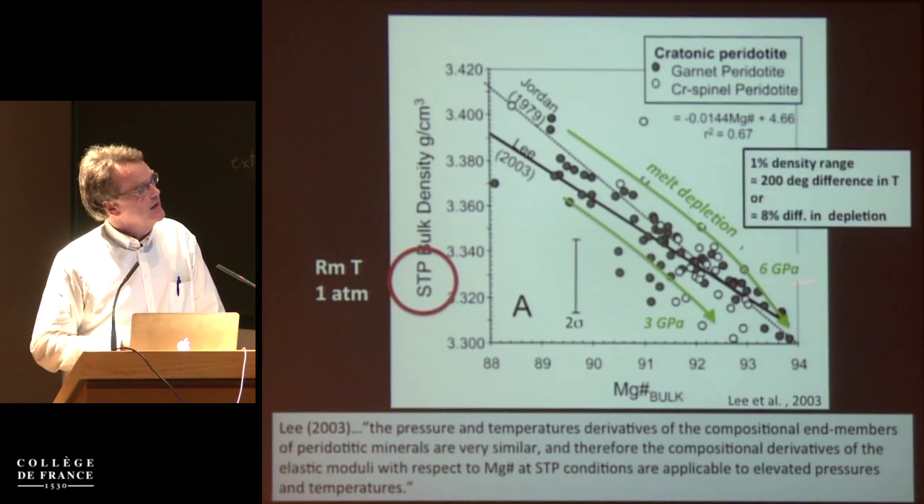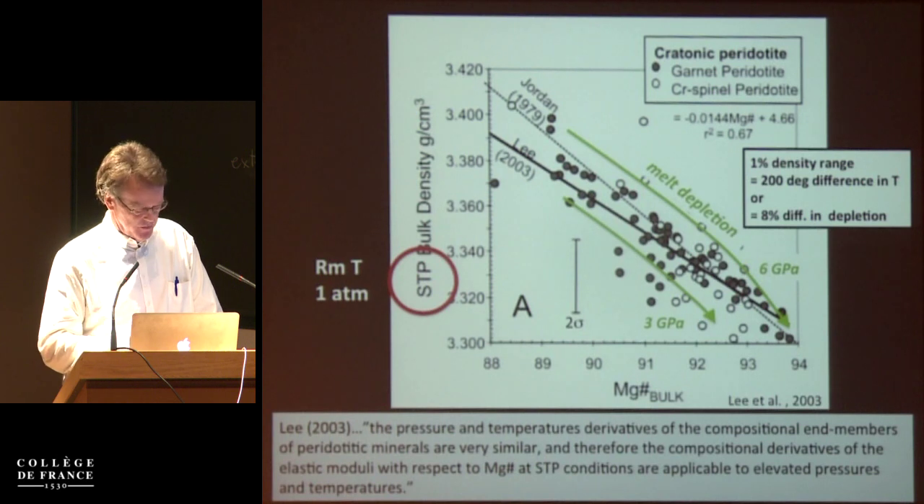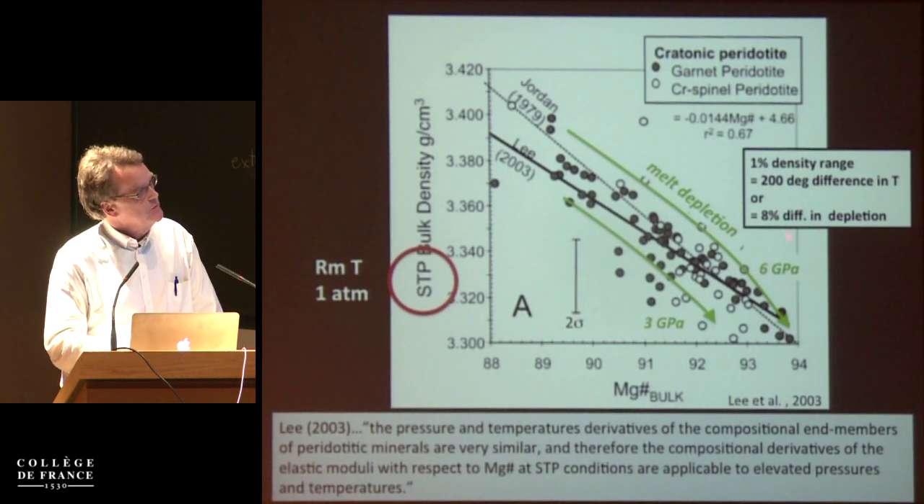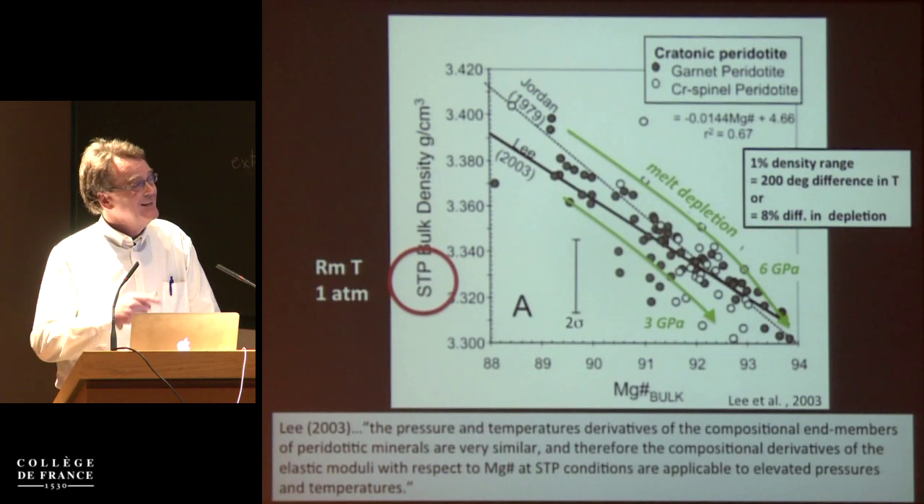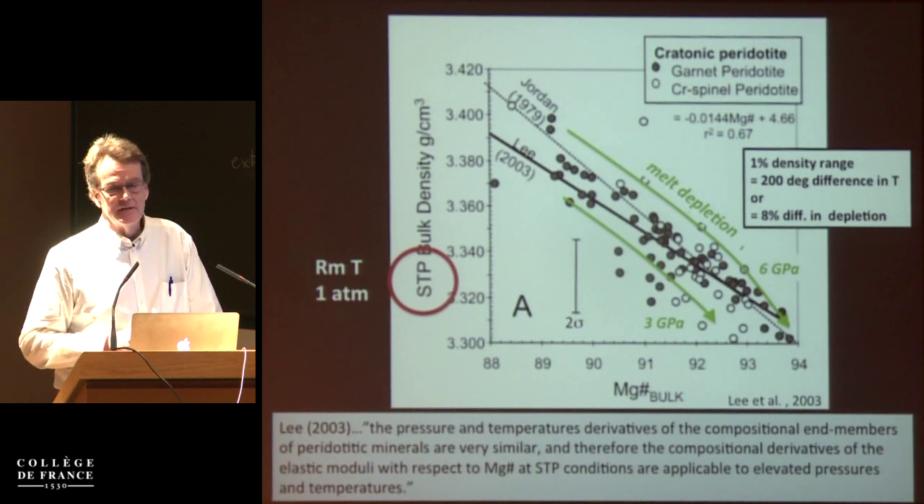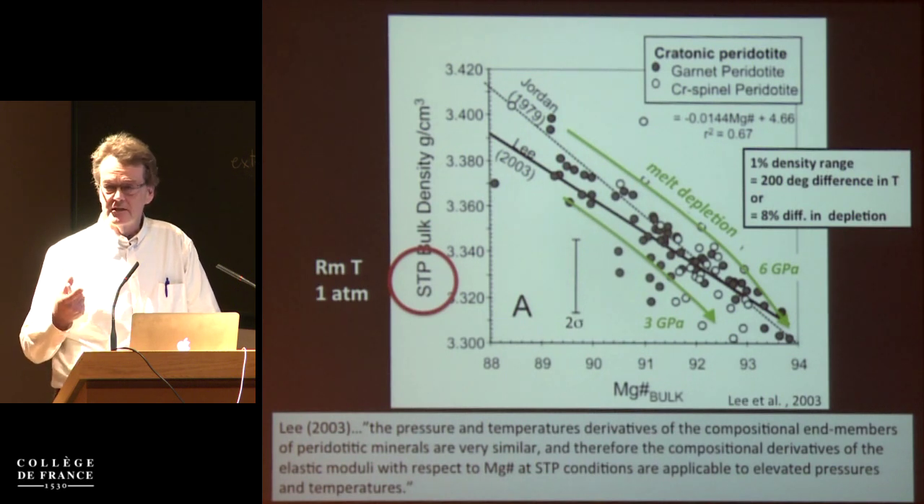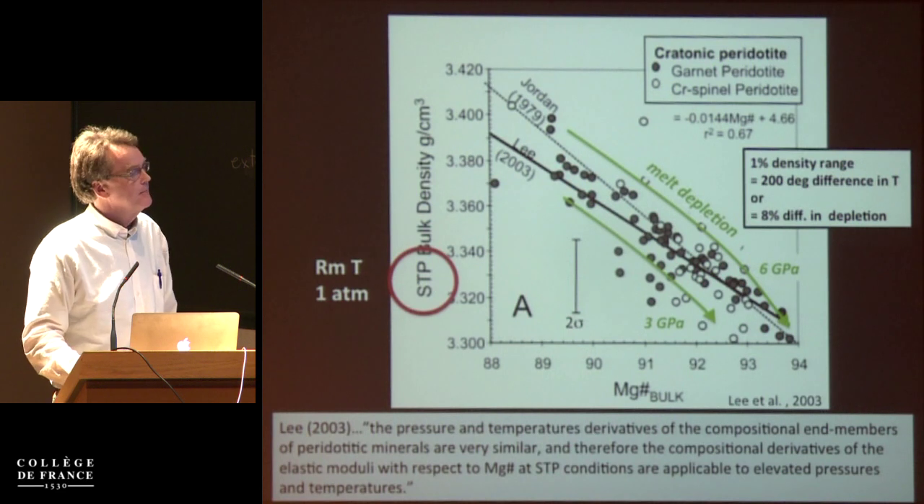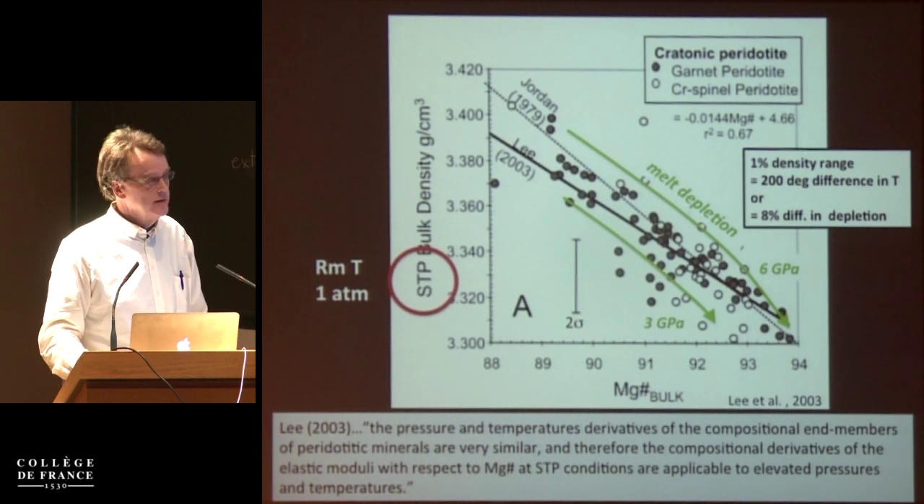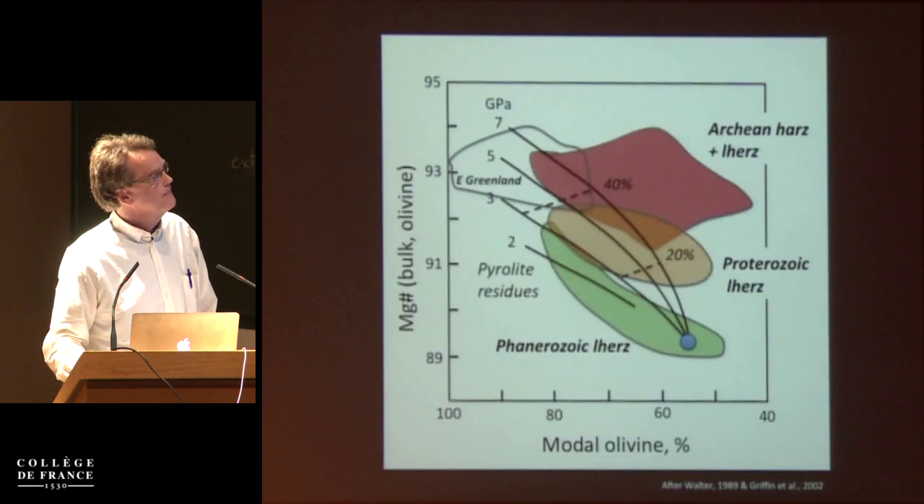And really, we're talking about this range right here, both the 2 sigma and the difference between the 6 and 3 GPa, is about a 1% range, which if we go back to the other, is like a 2% or 200 degree difference in temperature or an 8% difference in melt depletion. And those are quite significant when we're trying to model the density relations within the continental lithosphere.